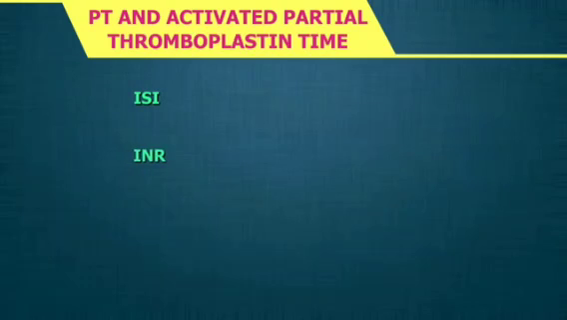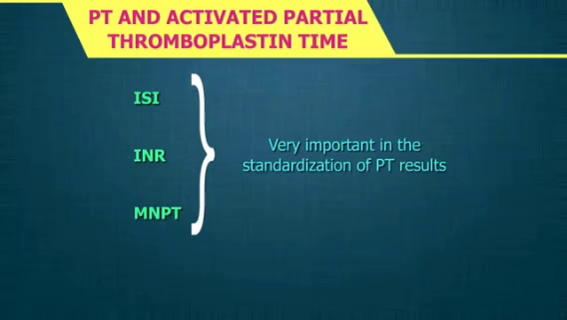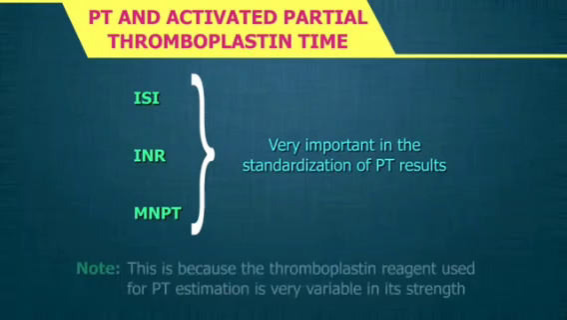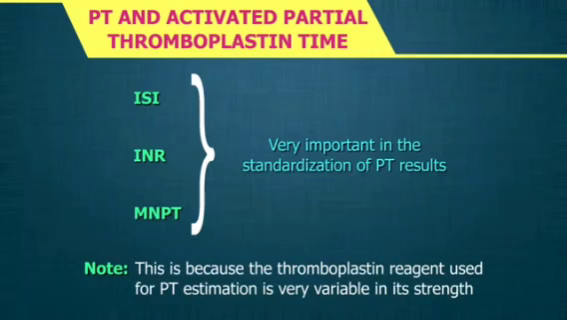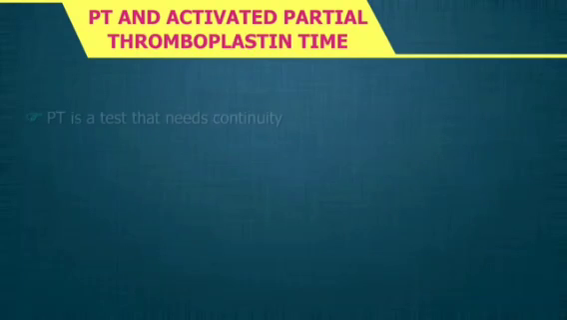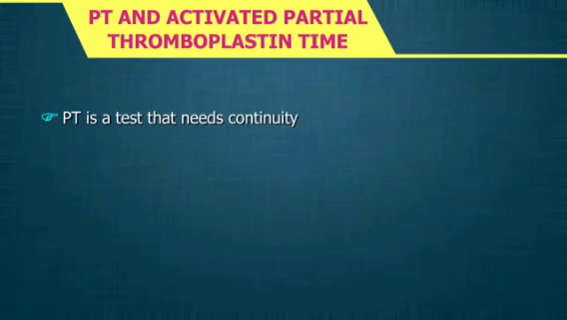ISI, INR and MNPT are three numbers that are very important in the standardization of PT results. This is because the thromboplastin reagent used for PT estimation is very variable in its strength. PT is a test that needs continuity.